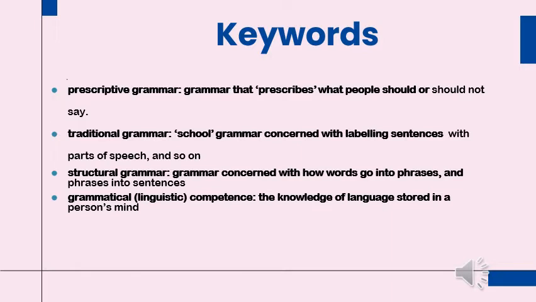Before I delve into the topic, let me go over the keywords first. Prescriptive grammar. This is a grammar that prescribes what people should or should not say. On the other hand, traditional grammar or school grammar is concerned with labeling sentences with parts of speech and so on. Next, structural grammar. Structural grammar is concerned with how words go into phrases and phrases into sentences. And lastly, grammatical or linguistic competence, the knowledge of language stored in a person's mind.